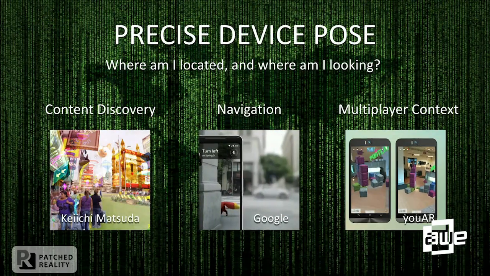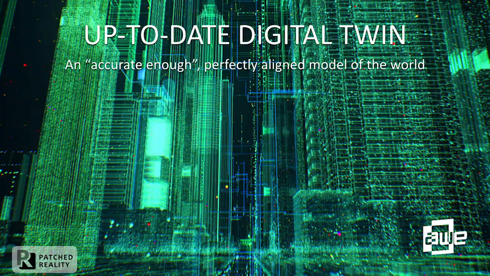The next thing I want to talk about is an up-to-date digital twin. And what is that? That's an accurate enough 3D model of the real world. And I say accurate enough because it depends on the context that your application resides in. Are you augmenting skyscrapers or are you augmenting someone's kitchen table? That matters to what level of detail you need for a model.